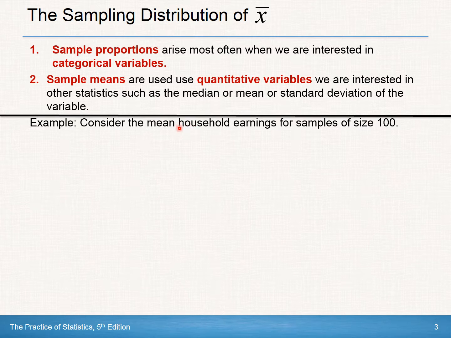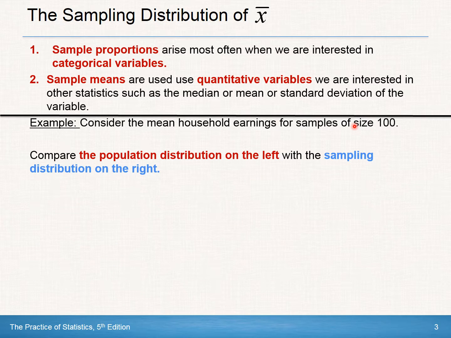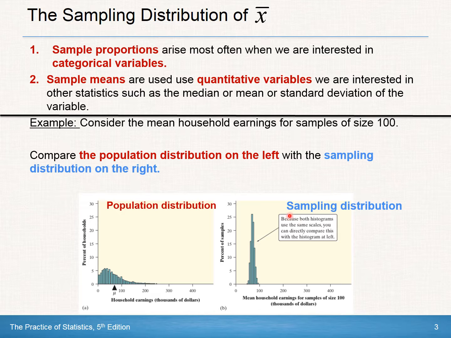Let's consider the mean household earnings for samples of size 100. We're going to compare the population distribution on the left with the sampling distribution on the right. Okay, so what is the difference between the population distribution and the sampling distribution? Let's just say this is in Fairfax County. So we found all of the household earnings in Fairfax County and put all of those household earnings on this graph. Okay, I went to every single house in Fairfax County.